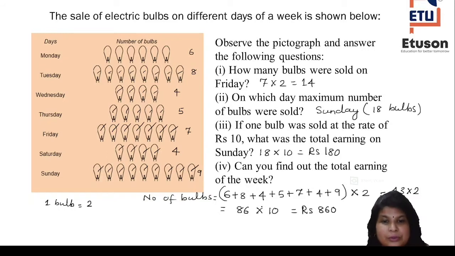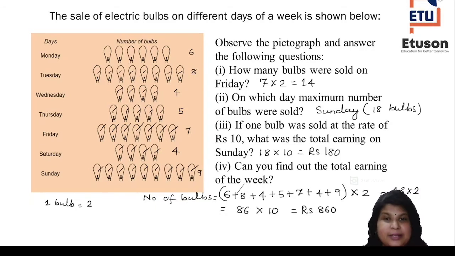Okay, so just recheck if our answer is correct. Just add it up. 6 plus 8 is 14. 14 plus 4 is 18. 18 plus 5 is 23, 30, 34 and 43. Yeah, it's absolutely correct. I am just rechecking because there should not be any scope of doing mistakes. So always while doing any calculation, just recheck it so that you won't commit any kind of mistake. So the answer is rupees 860.